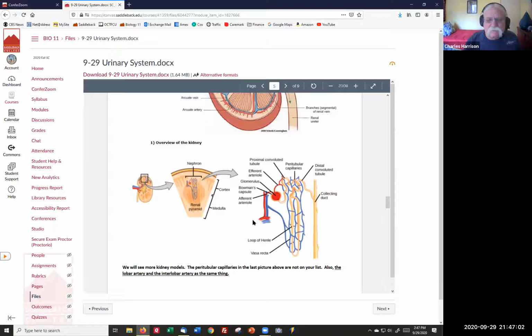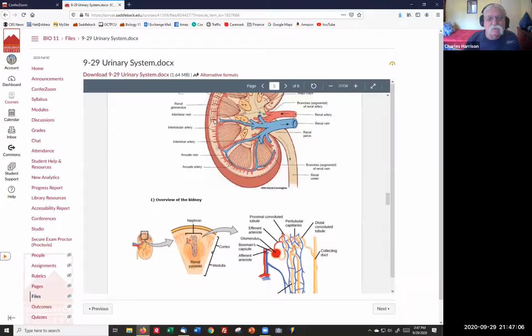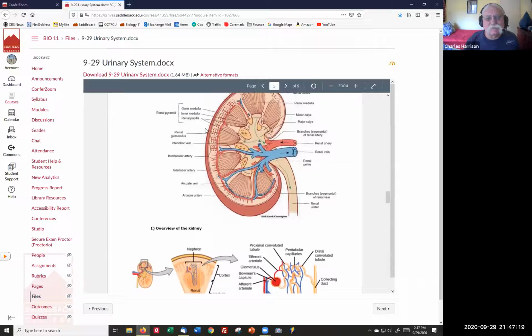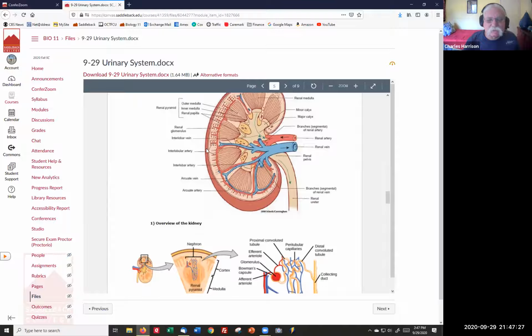You have coming from the interlobular artery. The interlobular artery is the trunk of this structure. It's going to branch out. They're showing it branching 6 ways. The number of branches obviously varies. And each one is going towards the start of a nephron.